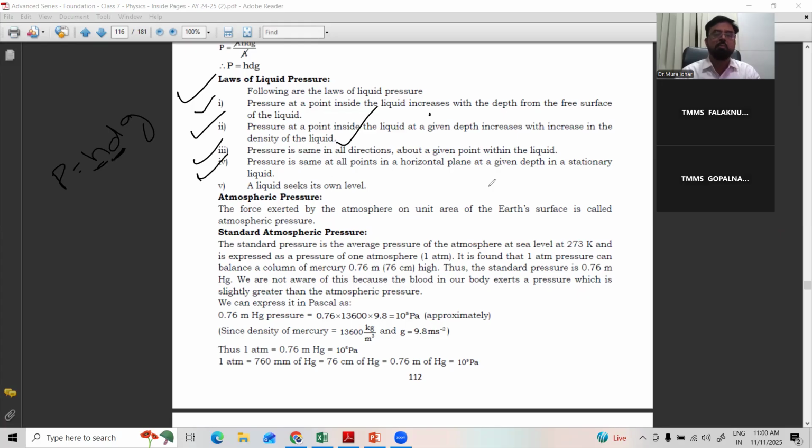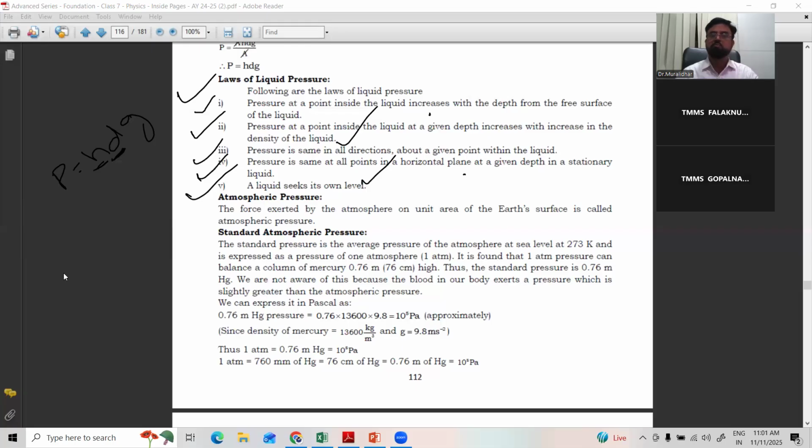Pressure is the same at all points in a horizontal plane at a given depth in a stationary liquid. The liquid is stable, not moving. Then the pressure is the same on the entire horizontal surface, at any point. So a liquid seeks its own level. The level is also important. All these observations together are called the laws of liquid pressure.